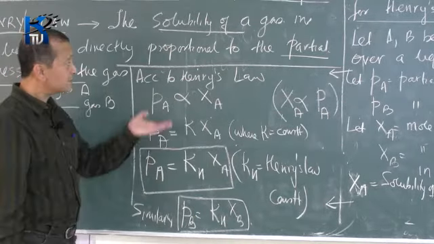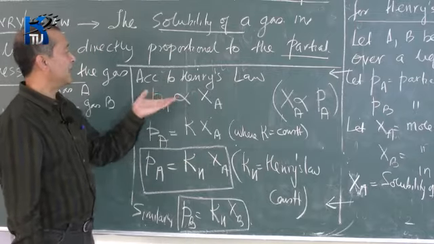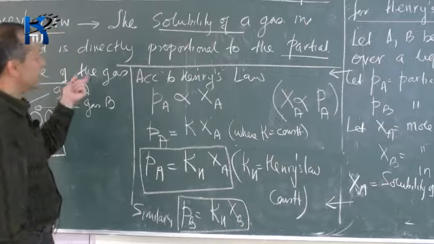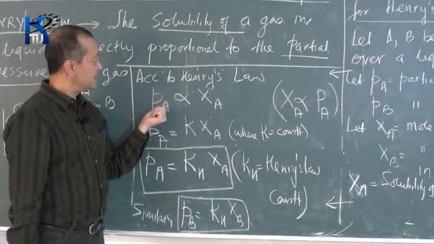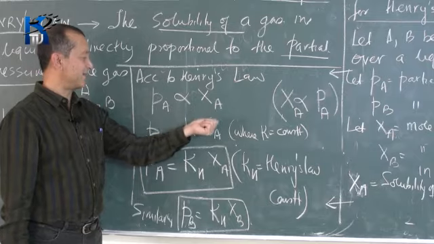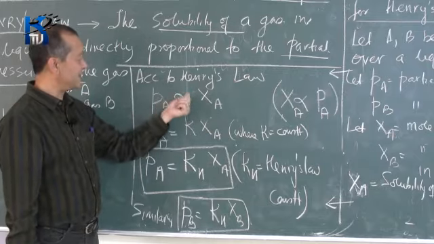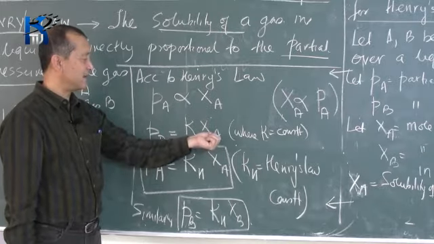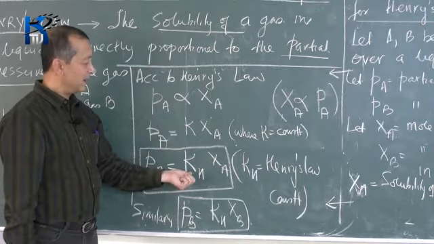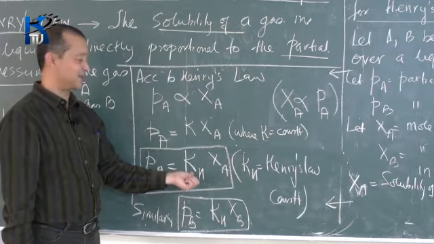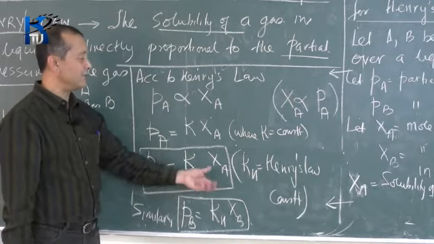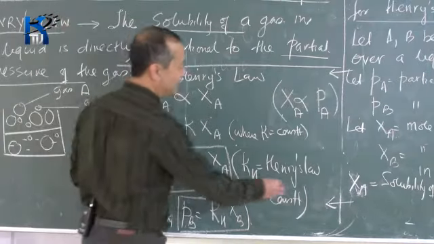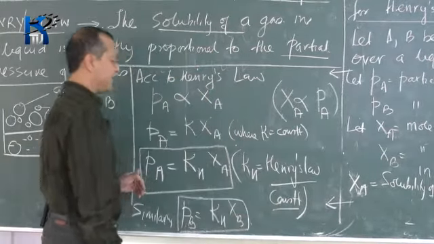Again, briefly I will repeat this. According to Henry's law, the solubility of a gas in a liquid is directly proportional to the partial pressure of the gas, which means PA is proportional to XA. To simplify this proportionality, we write PA is equal to a constant into XA. This constant K is written as KH in the case of Henry's law, so PA is equal to KH into XA. This KH represents the Henry's law constant, and it is significant.